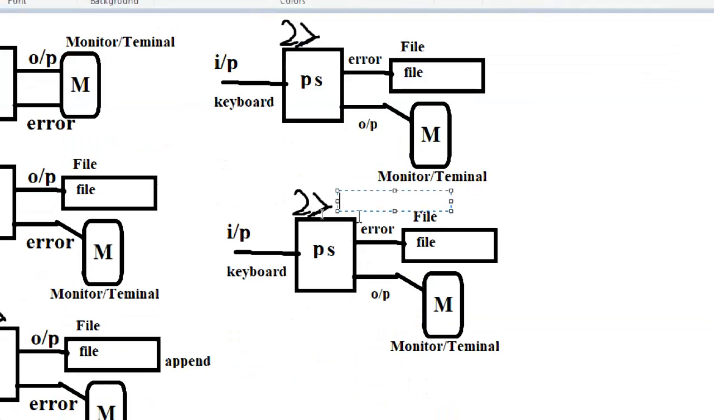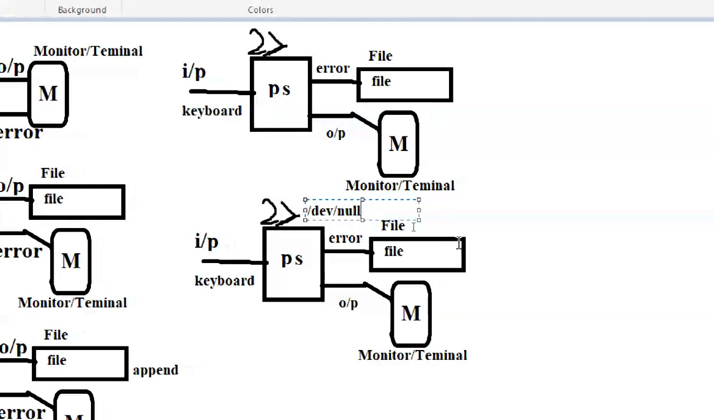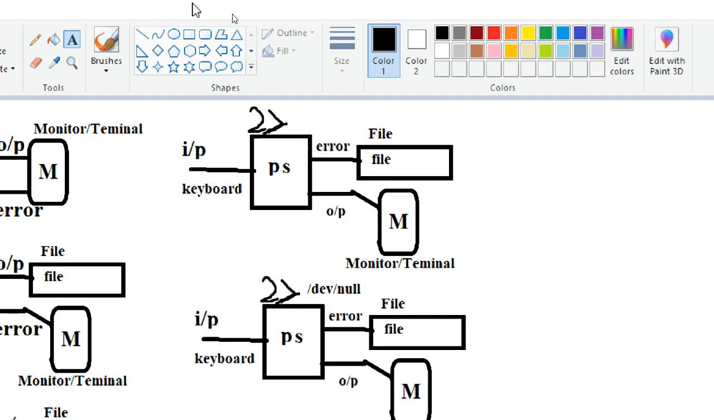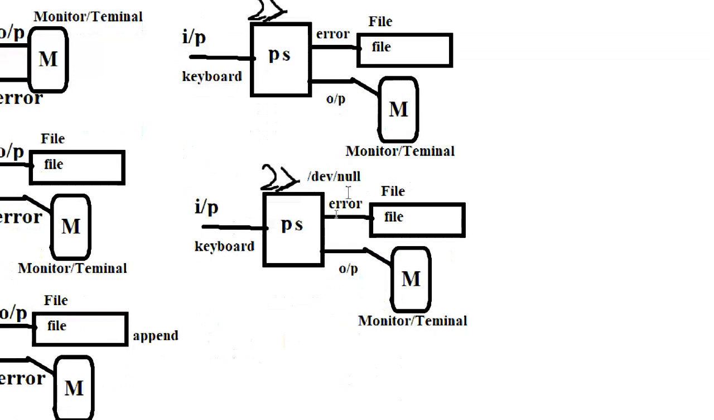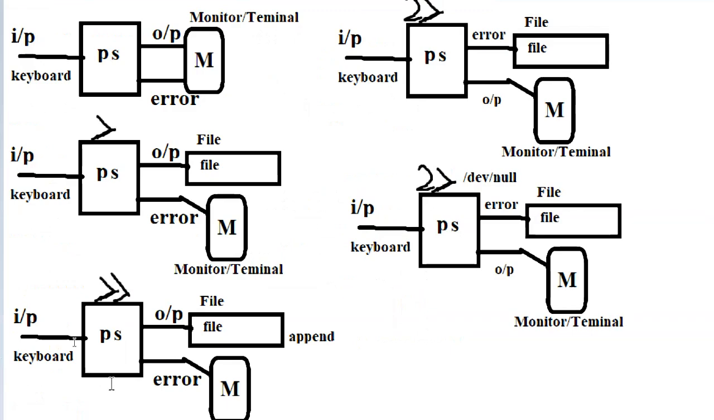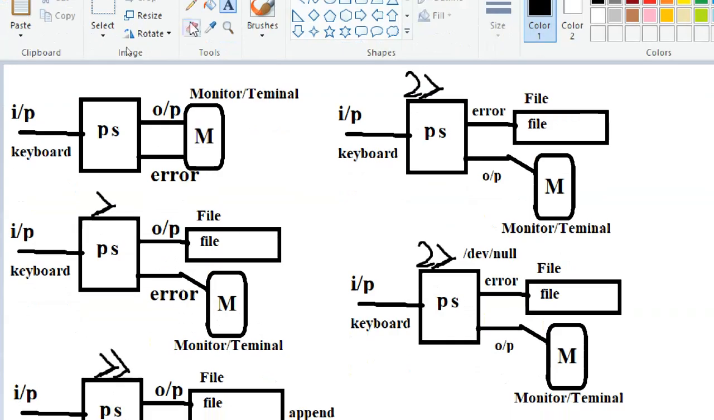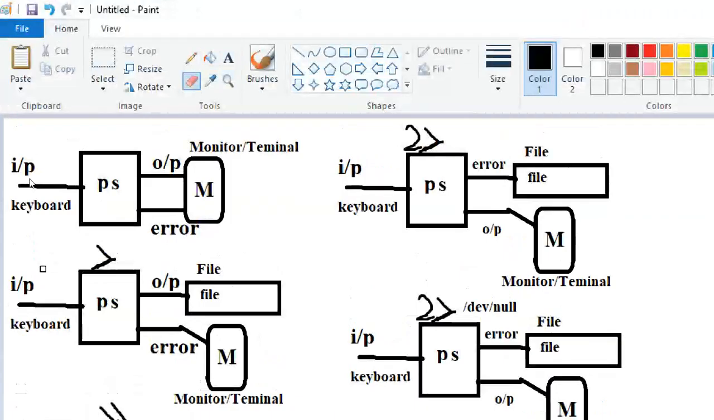Two greater and put slash dev slash null. For example, you don't want to see your error, then you can use it like this, two greater. Why I'm not typing two greater or the greater symbols is because I want you to see a big one, otherwise I will type it, or increase the text size also.